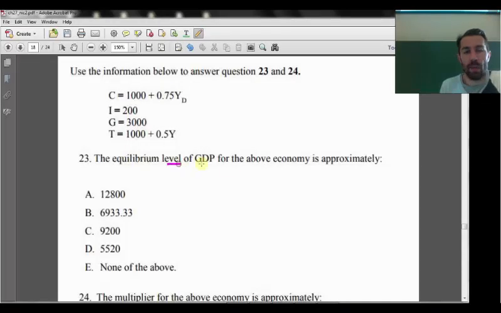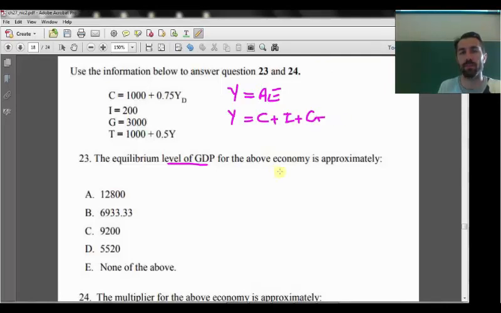Equilibrium level of GDP. How do we calculate equilibrium level of GDP? Well, we know at equilibrium, Y, or output, is equal to aggregate expenditure. Income is equal to aggregate expenditure. So what's aggregate expenditure? C plus I plus G plus X minus M. No X or M, so that makes our life easy. Which means at equilibrium, Y is equal to C plus I plus G. What is C? C is A plus B times YD. What is YD? Y minus taxes, minus T.